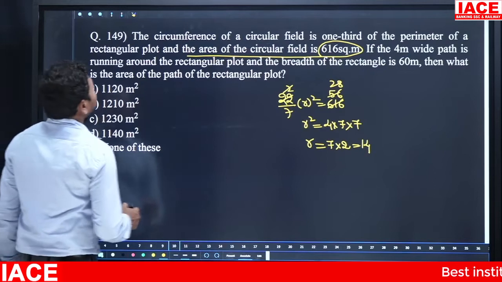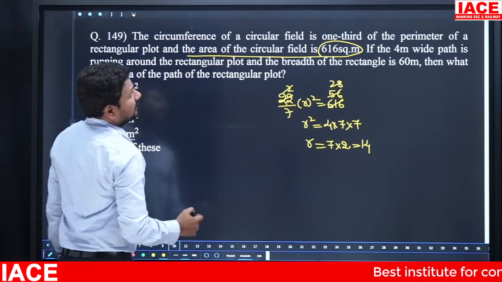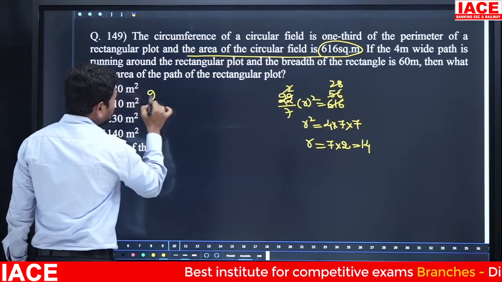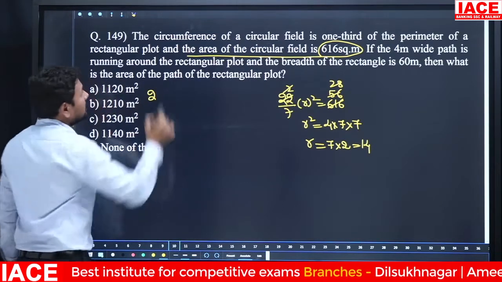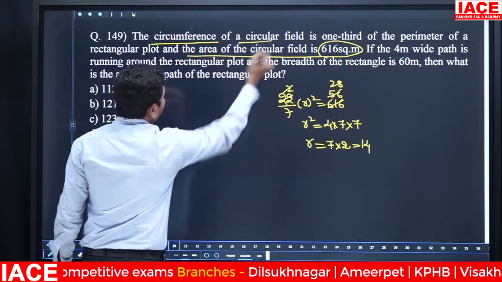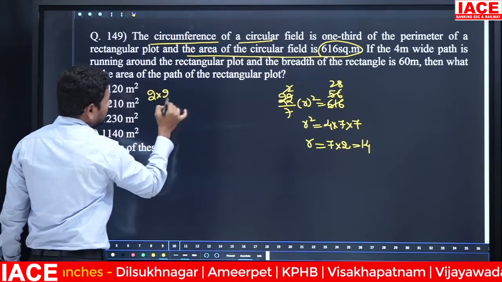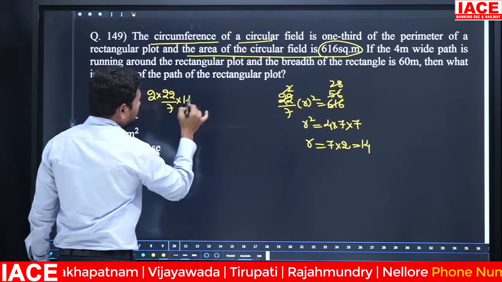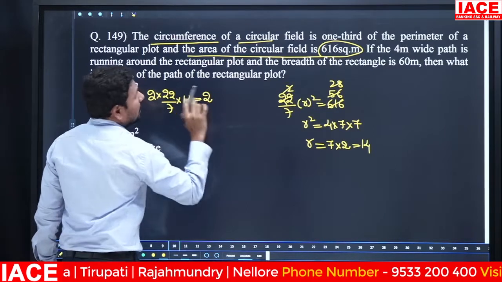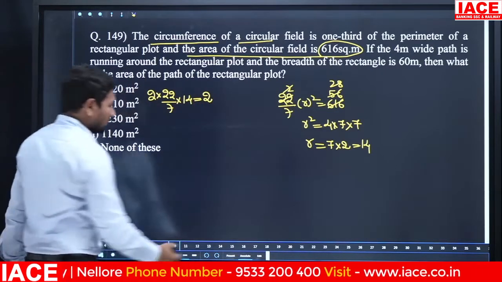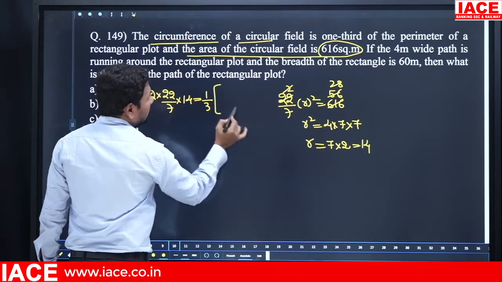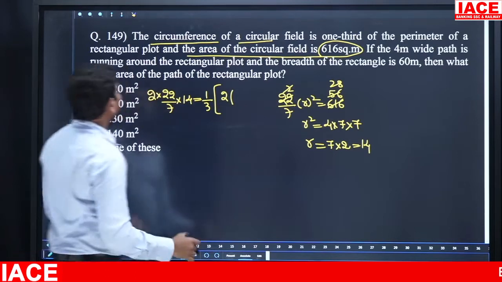Next, the circumference of a circular field is 1/3 of the perimeter of a rectangular field. The circumference of the circle is 2 pi r. The circumference of a circle formula is 2 pi r: 2 into 22 by 7 into r. r is equal to, as we already know, 14. It is equal to 1/3 of the perimeter of the rectangle.